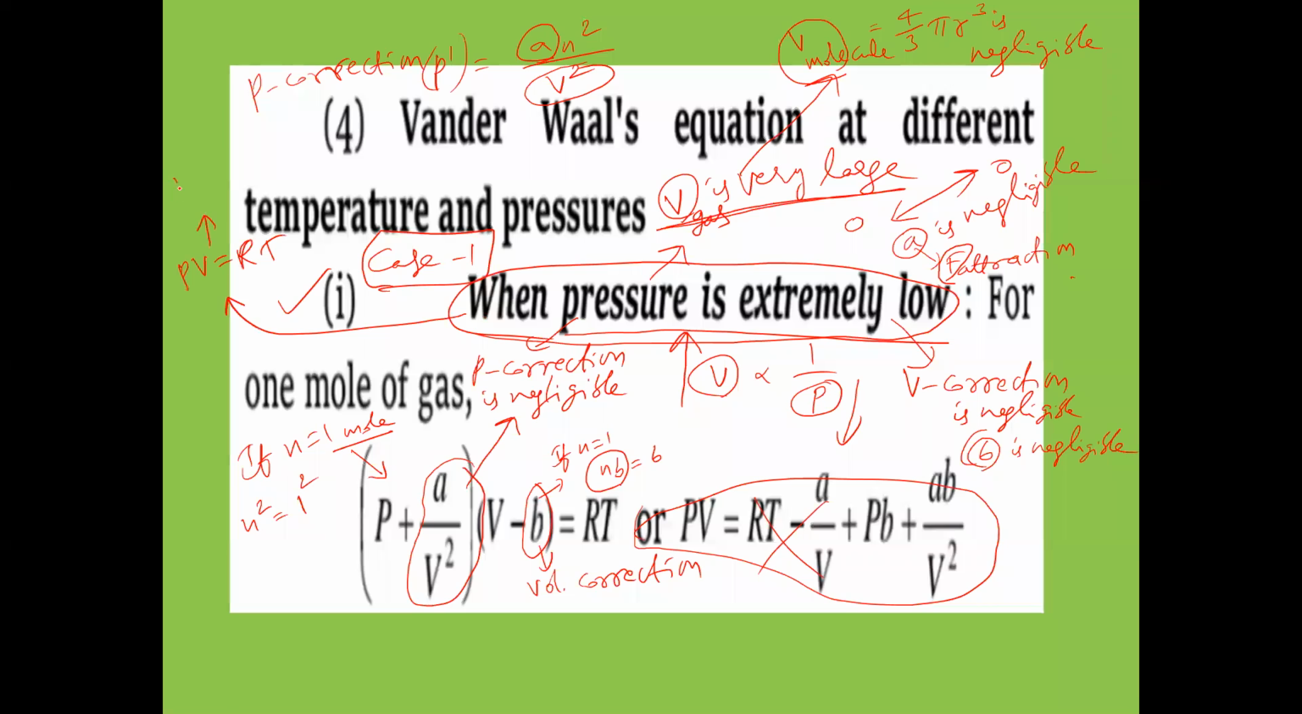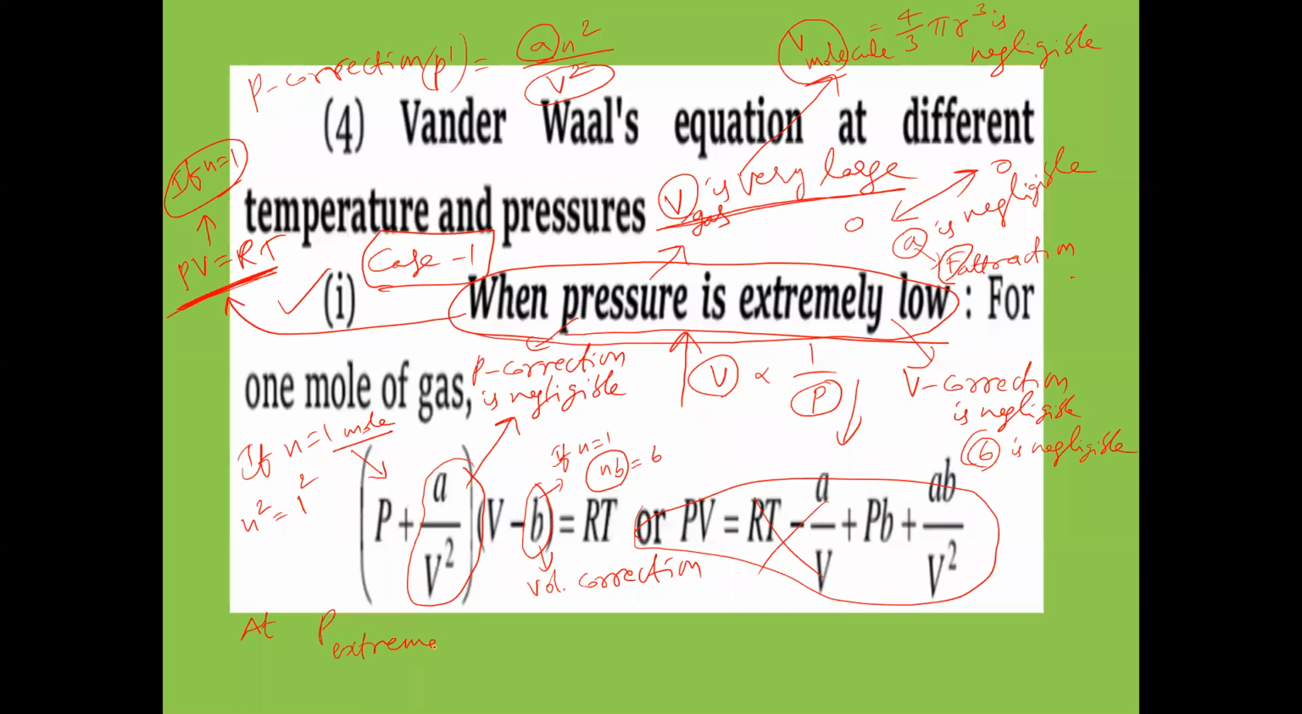For how many moles? If n equals 1 mole, for 1 mole of gas, PV is equal to RT. So PV is equal to RT, for which gas? The real gas. That means the real gas became an ideal gas. So when pressure is extremely low, the real gas behaves like an ideal gas.